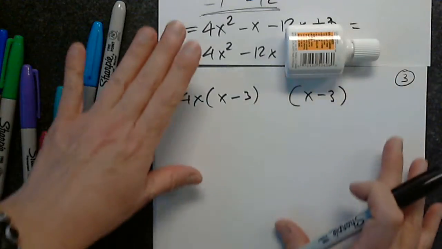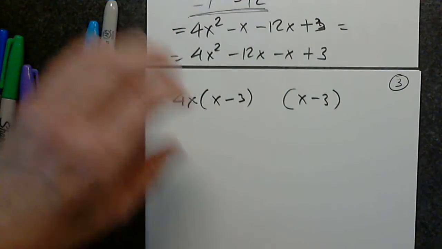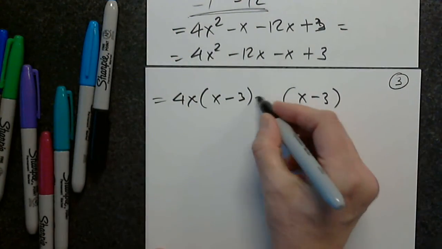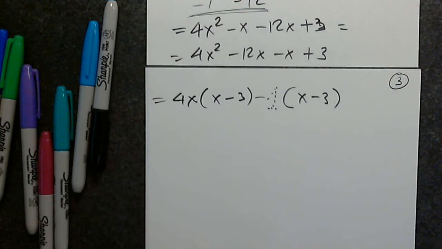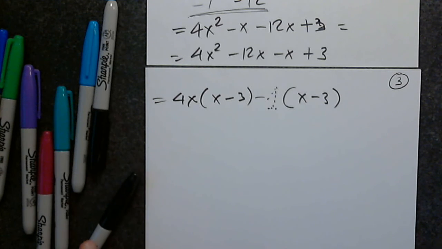And now, only now, I look. Okay, no problem. So it's negative 1. Because negative 1 times x will be negative x, and negative 1 times negative 3 will be positive 3. Do we agree so far? Yes? What would you pull out?